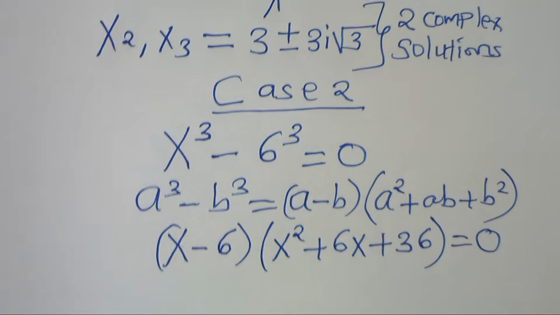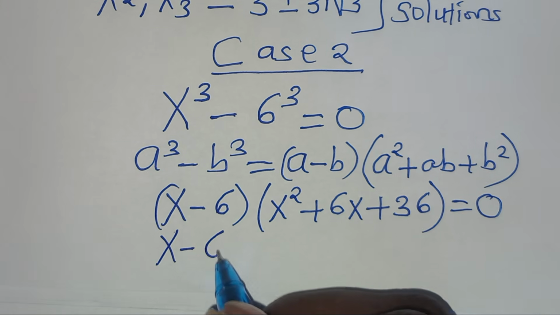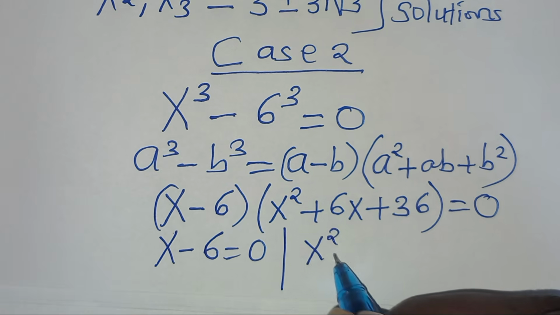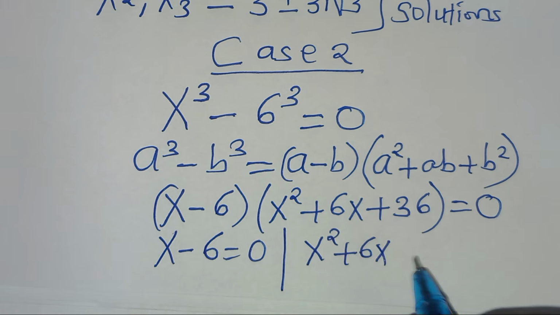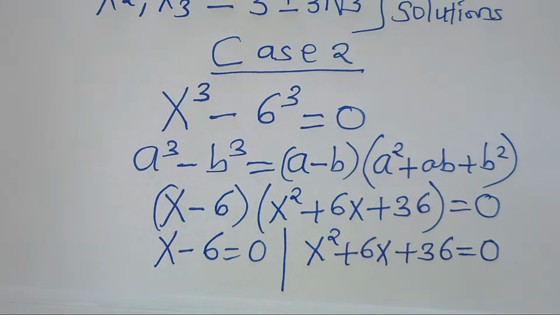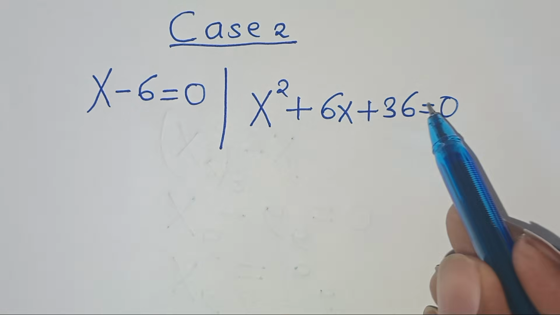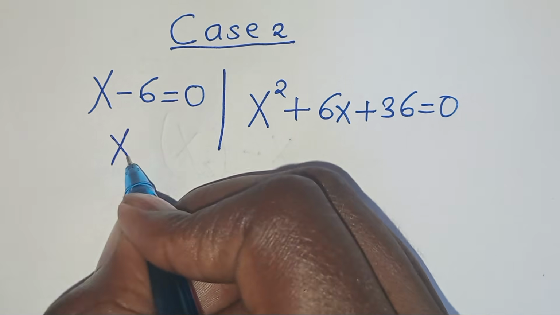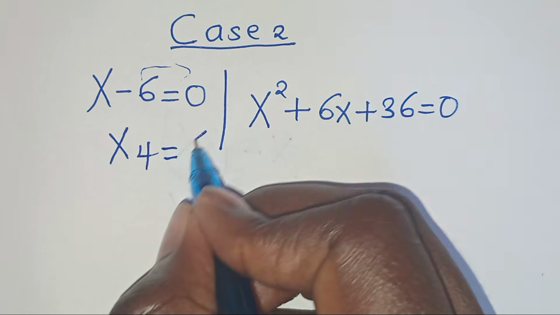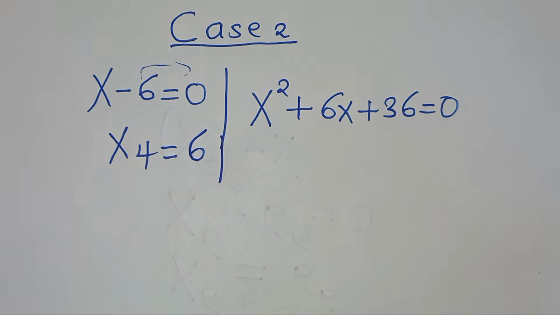So this implies that we have got two parts here. We have x minus 6 equal to 0. Then we have x to the power of 2 plus 6x plus 36 equal to 0. So this implies that here we have x4. This is equal to, let's take minus 6 on the right hand side, so this is equal to 6. So this is the second real solution that we have.